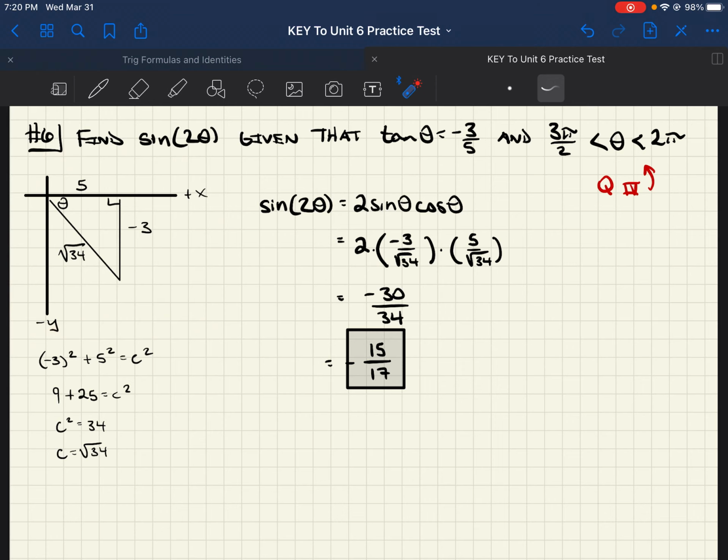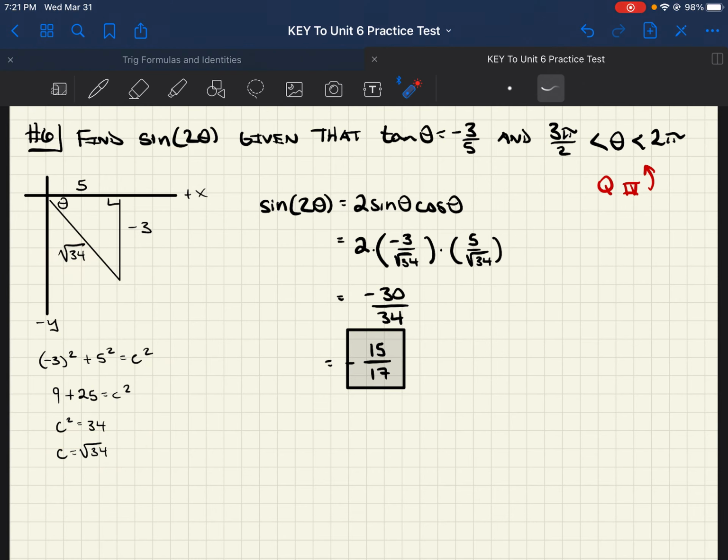We know that tangent is negative 3/5. That's opposite over adjacent. So opposite leg, the negative 3. Adjacent leg is going to be positive 5. If we follow through with the Pythagorean theorem to find the missing side, which is the hypotenuse, we get that the missing side is square root of 34.